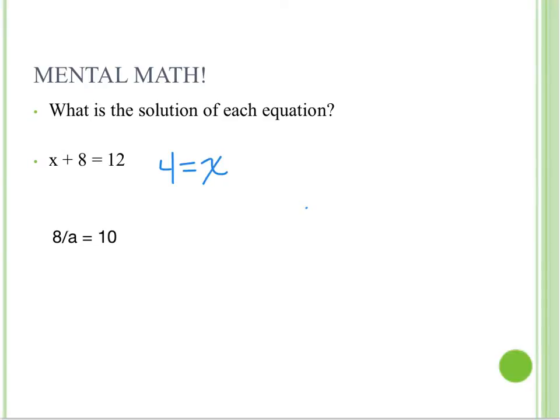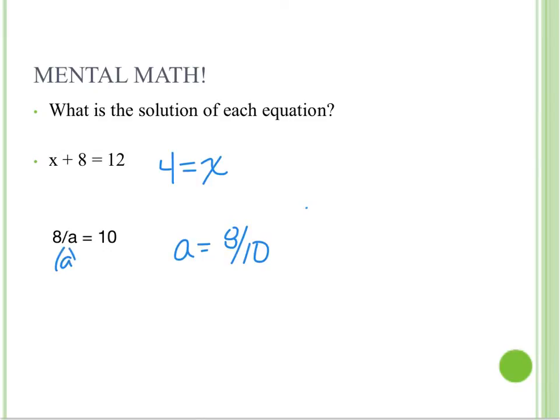The second one is a bit tougher. 8 divided by something equals 10. Now what could 8 be divided by to equal 10? Well, believe it or not, A has to equal 8/10 for this to be true. If you didn't get that mentally, I'm going to work through it algebraically and see if you can see how they got to the answer.